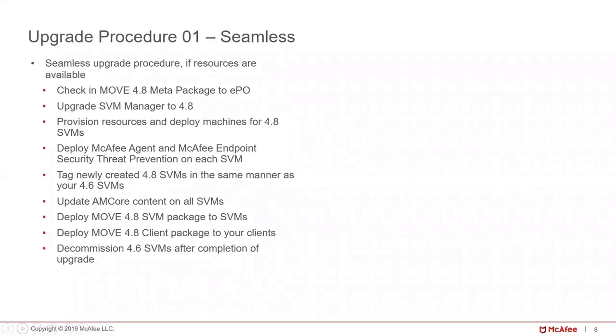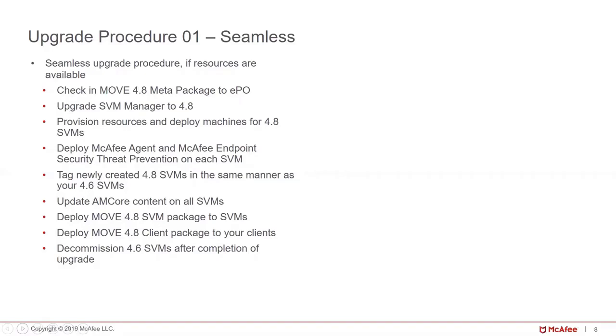And the procedure there is fairly straightforward. You first check in the 4.8 meta package in EPO. You can either download this from the software manager or the product download site. Either way is fine. And then the first actual step in upgrading things is going to be your SVM manager. There's a couple different ways to do that. You can either do that just from a product deployment task in EPO, or you can go through the Move antivirus deployment page and click the upgrade button there.